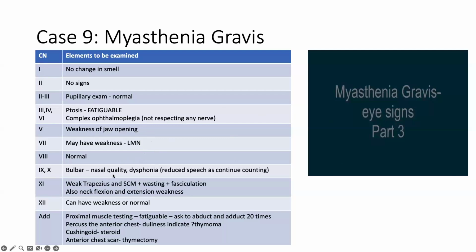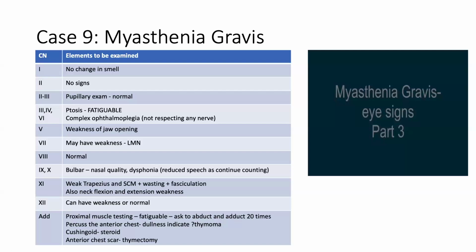They can have dysphonia, dysarthria, bulbar quality, so nasal quality speech. They have weak trapezius and wasting. And also, if you suspect somebody has myasthenia gravis, always test the neck flexion and extension. Once you have a suspicion that somebody might have myasthenia, you want to add a few things to your examination. Test for the proximal muscles. Ask them to do a chicken wing exercise for about 20 times.